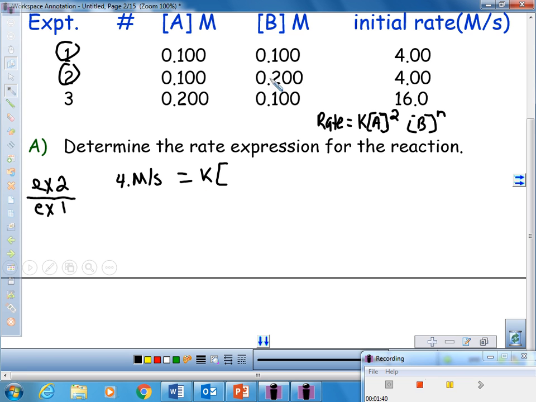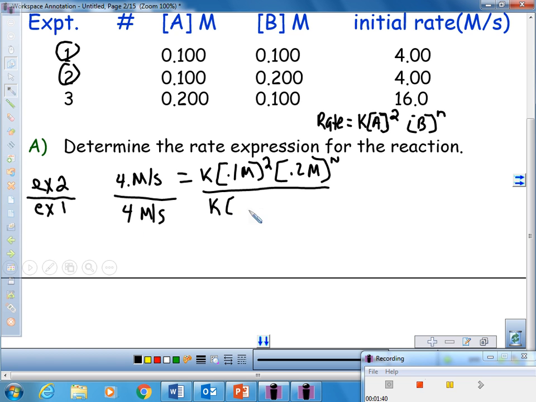So then we're going to just plug in. I'm doing experiment 2, so A was 0.1, and I actually know it was the second power, so I can put that in there. Then B was 0.2, raised to the n power. This is divided by 4 molarity per second. My A didn't change, and then you've got 0.1 raised to the n power.